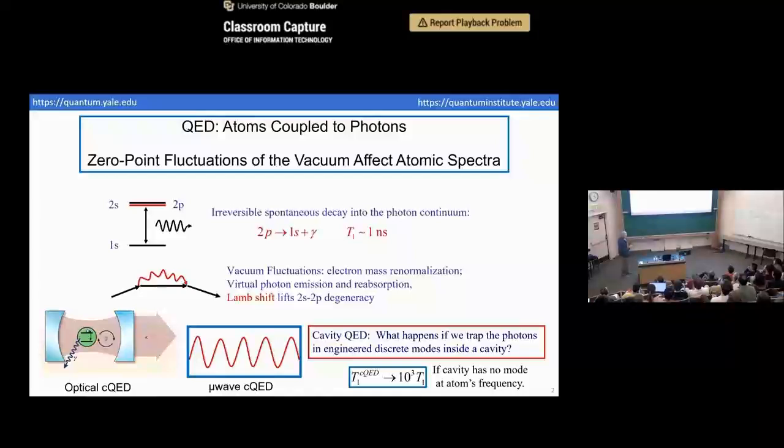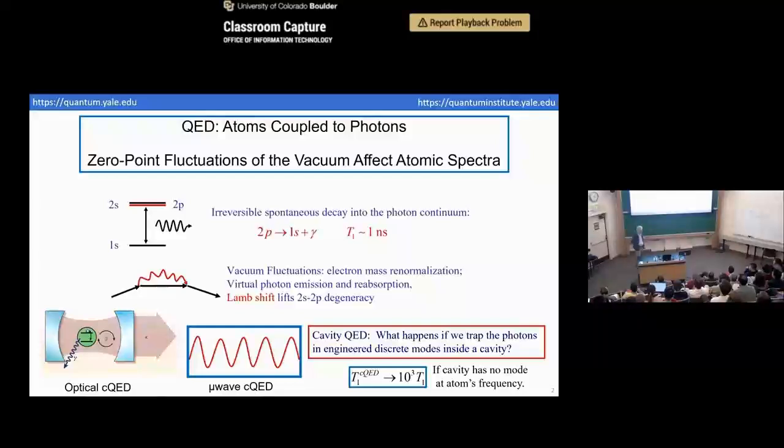These vacuum fluctuations cause the electron to emit and quickly reabsorb photons, and that renormalizes the mass of the electron. It causes this Lamb shift that lifts the degeneracy that you first learned about when you derived the spectrum of hydrogen. Those levels are naively degenerate, but not in the presence of vacuum fluctuations.